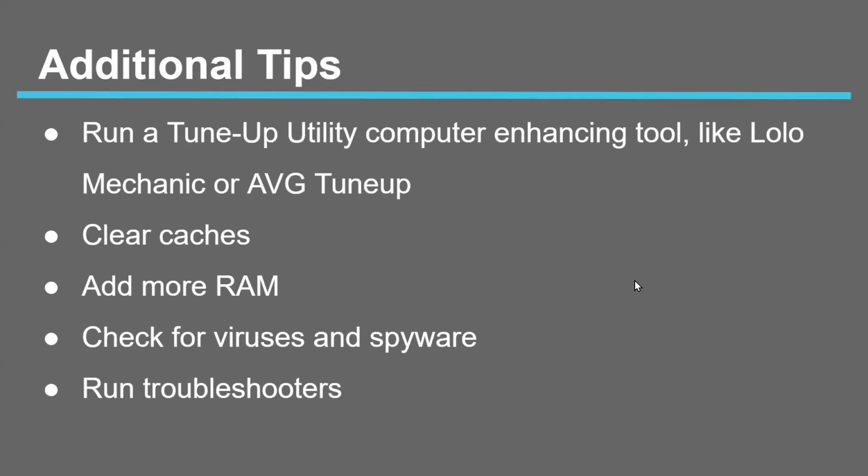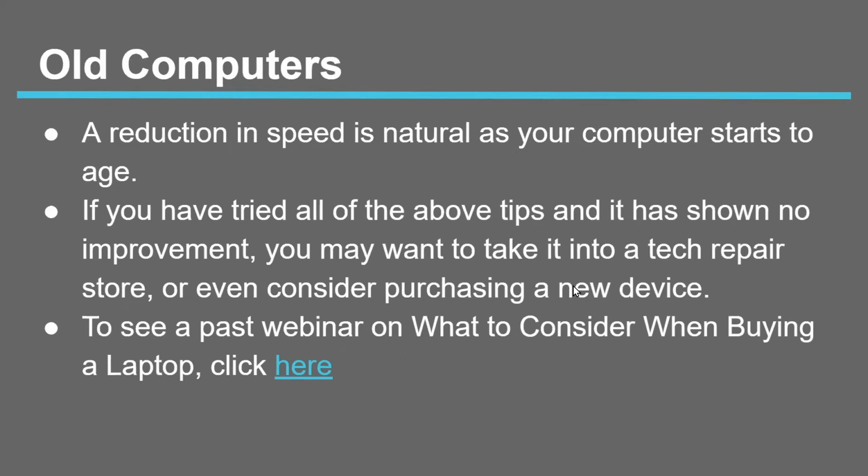Additional tips. Run a tune-up utility computer enhancing tool like Loaf Mechanic or AVG TuneUp. You can also clear your caches. You could add more RAM. You can check for viruses and spyware, and you can also run troubleshooters. For older computers, a reduction in speed is natural as your computer starts to age.